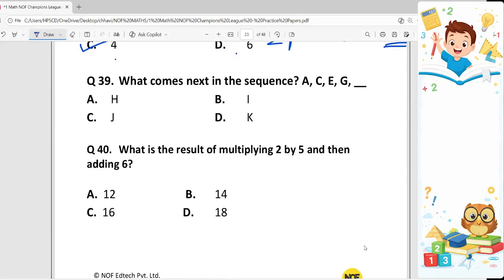39. What comes next in the sequence? Now, we have to see very carefully what the sequence is. A, we skipped B. C, skipped D. E, skipped F. G, now we have to skip what? A, B, C, D, E, F, G, H. H is skipped. And now what will come? I. So our answer is I. Now let's see where it is. It is over here. Option B is the correct answer. We have to carefully see the pattern, what it is doing, and then we have to answer it.